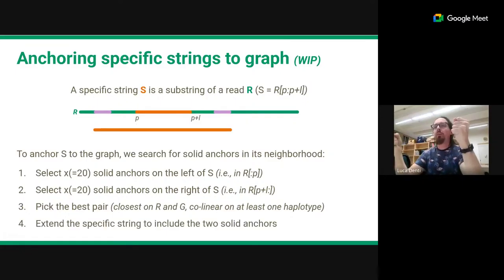And then once we have found this best pair, we just extend the specific string to include the two solid anchors. In such a way, we know that the anchors are unique in the vertex set of the graph. So we can say, okay, I have this specific string, it starts and it ends with these anchors, so I can say this specific string should go in this subgraph that goes from this vertex to this other vertex. In this way, we can anchor the specific string, so we know which part of the graph it comes from.